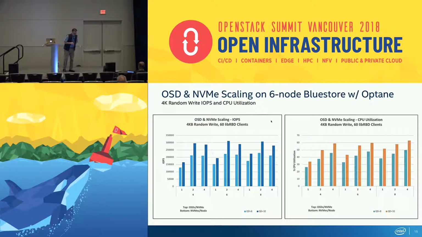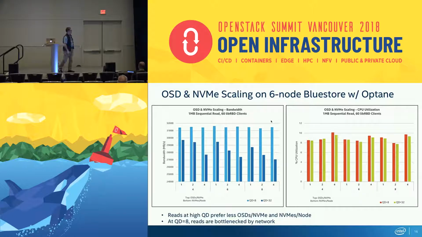If you look at 4K random writes, it's the same type of pattern. Going from 2 to 4 to scale by adding more OSDs is not really helping us. Going from 1 to 2 helps quite a bit. You get a nice bump there. So that 2 is, across all of these patterns, really right in that sweet spot. And you'll see that across all of these.